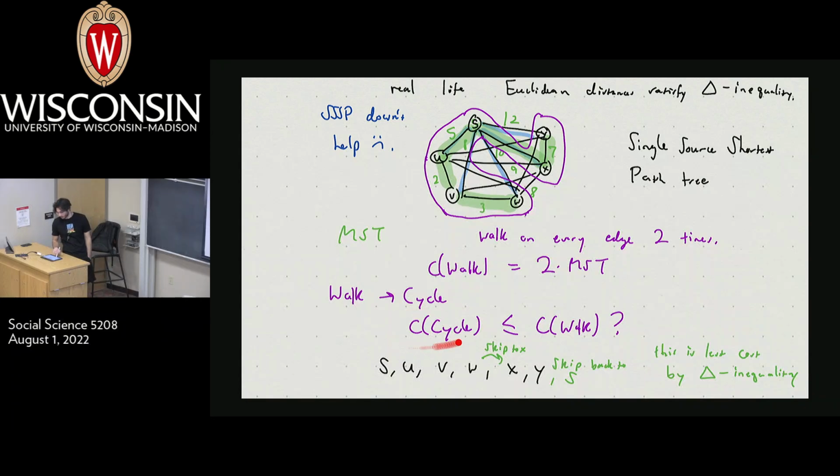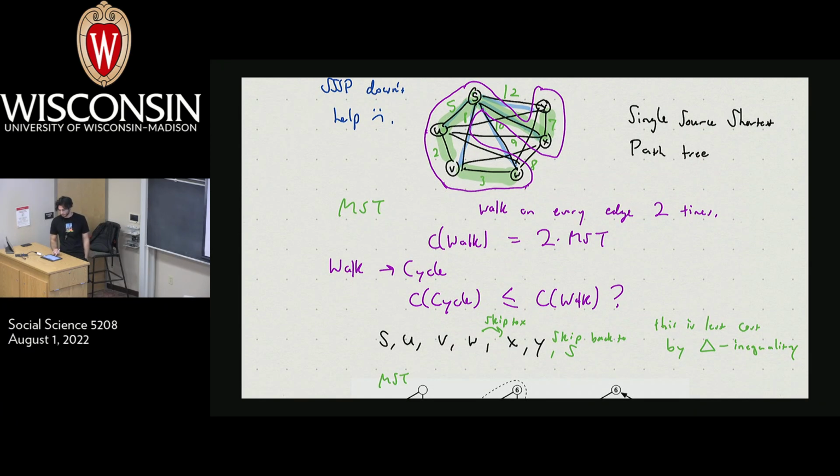Yes, the cost of the cycle is at most the cost of the walk, which is equal to twice the MST. And when you're doing skips, you're always taking a route that is shorter than taking the enclosed walk. That's why it needs to be smaller.